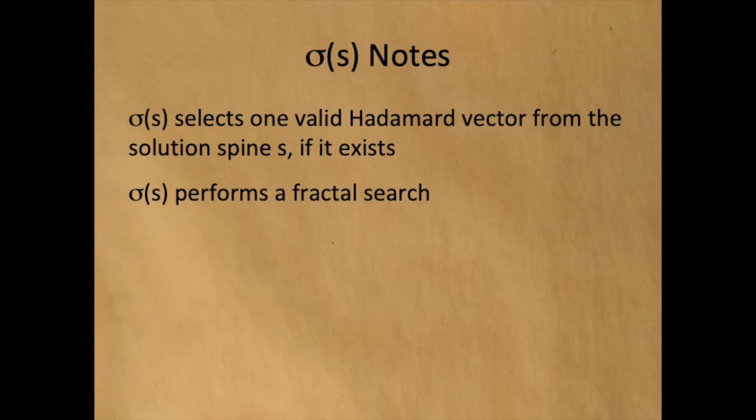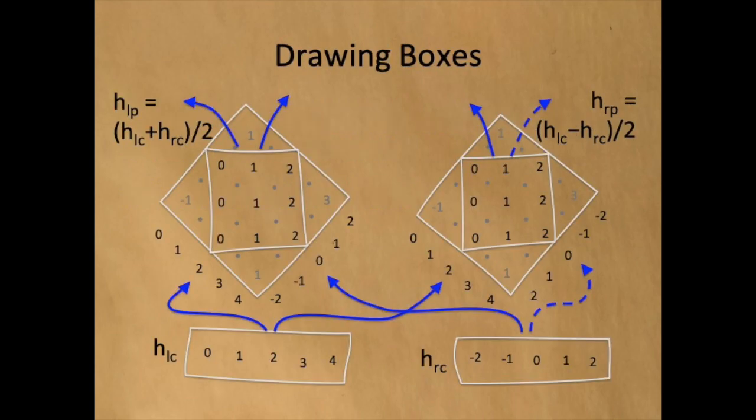Notes about sigma of S. Sigma selects one valid Hadamard vector from the solution spine if it exists. Sigma of S performs a fractal search. This diagram shows how we now prefer to draw solution butterfly nodes.